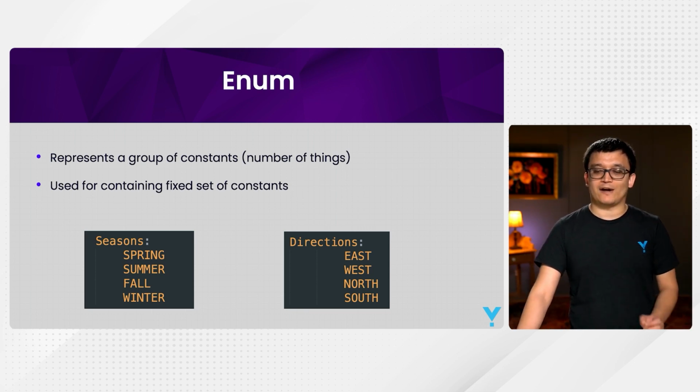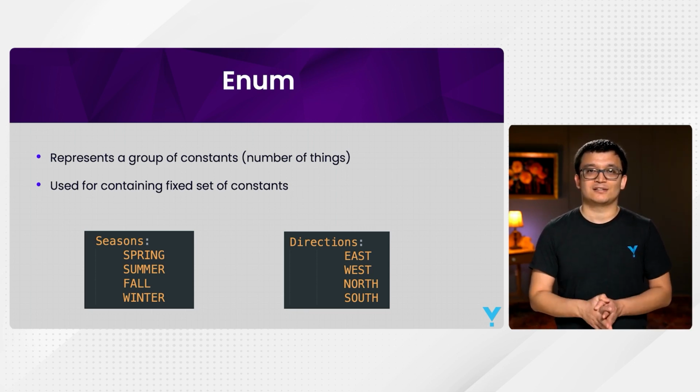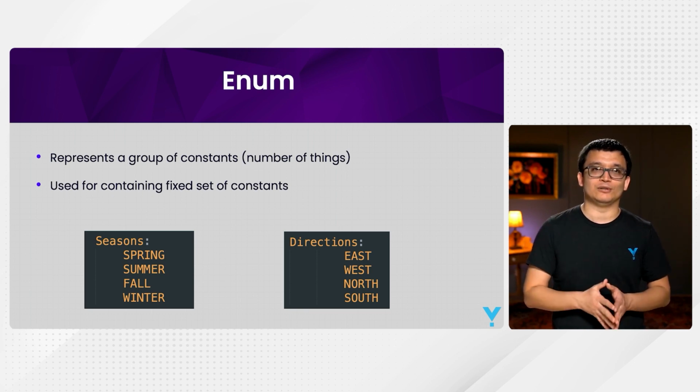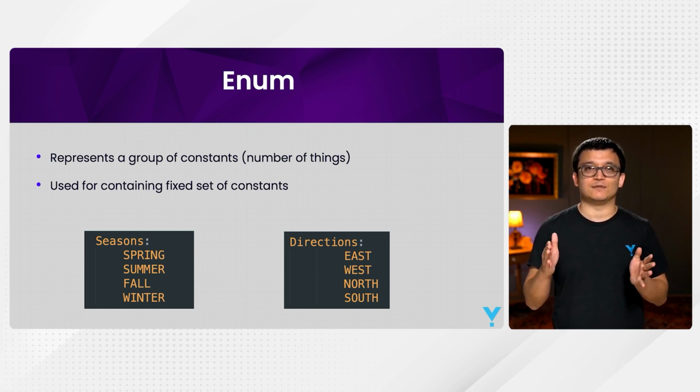So whenever you have a fixed set of constants, some fixed set of data that you want to store and use in your variable, then the data type that is best to choose is enum.